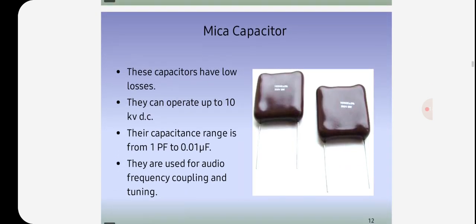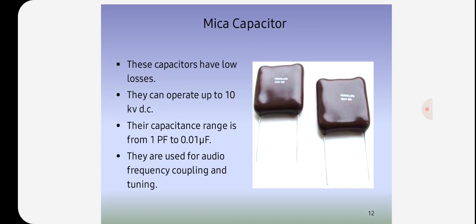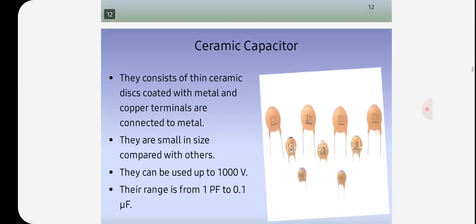Next, mica capacitors. The mica capacitors have low losses. They can operate up to 10 kV DC. Their capacitance range is from 1 picofarad to 0.01 microfarad. They are used for audio frequency coupling and tuning.